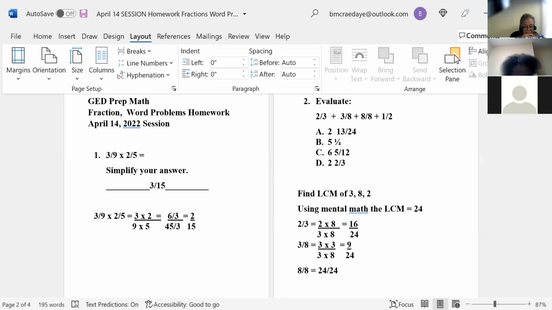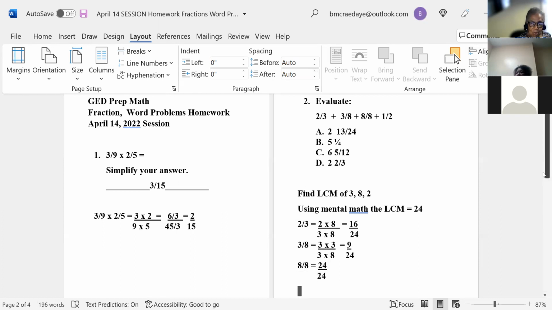So 24, let me just be consistent here. Let me just underline this instead of using a slash. 24 over 24 is equal to 1. Any number over itself, any number divided by itself, is 1. Remember that, because that can help you out in a lot of cases. So any number divided by itself is equal to 1. All right, so we have one more to go.